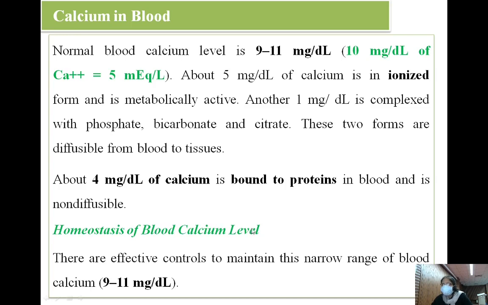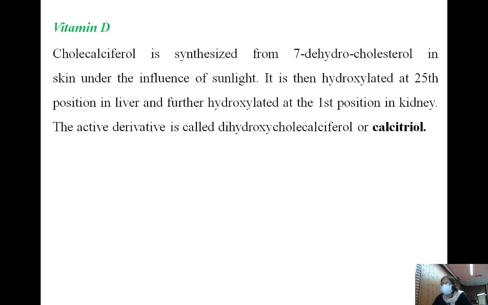Homeostasis of the blood calcium level. The body has effective control mechanisms to maintain this narrow range of blood calcium, that is 9 to 11 milligram per deciliter. What are the different control mechanisms? Via vitamin D, via the parathyroid hormone, etc.